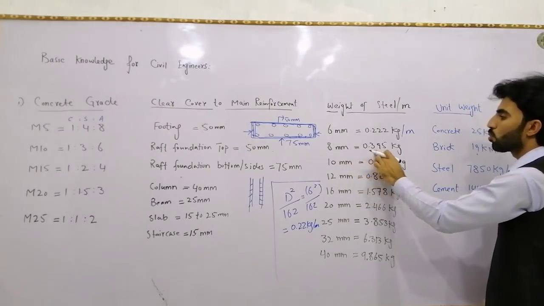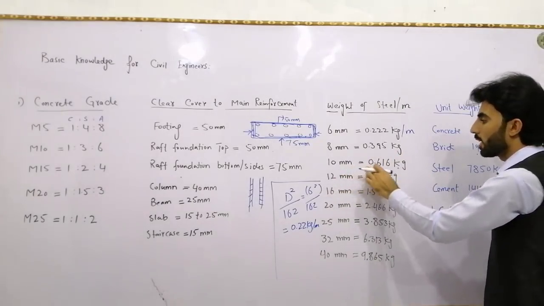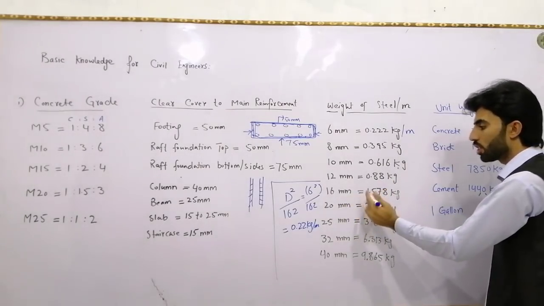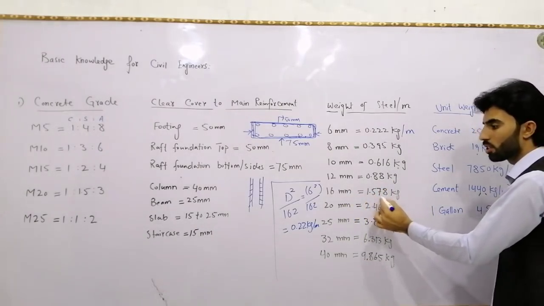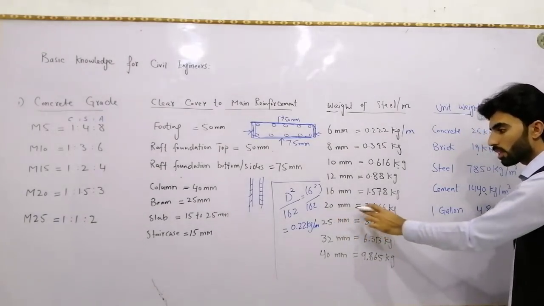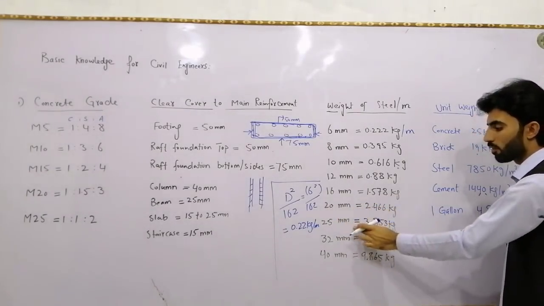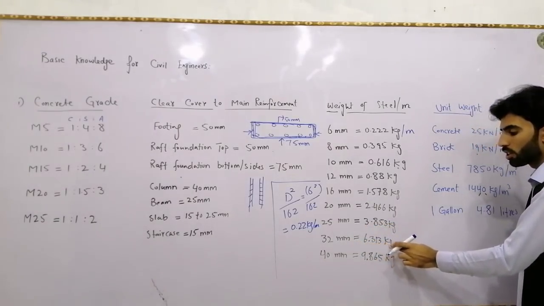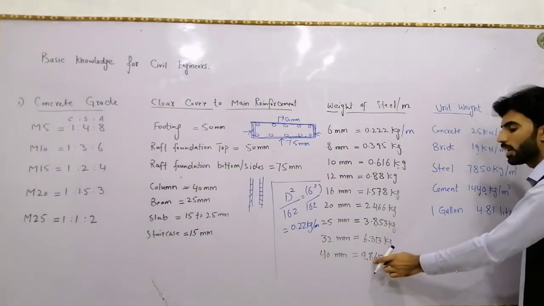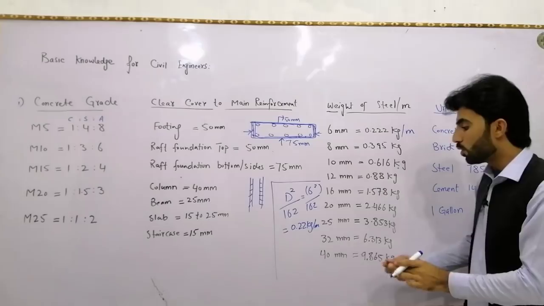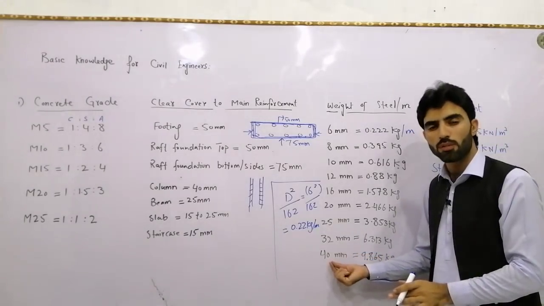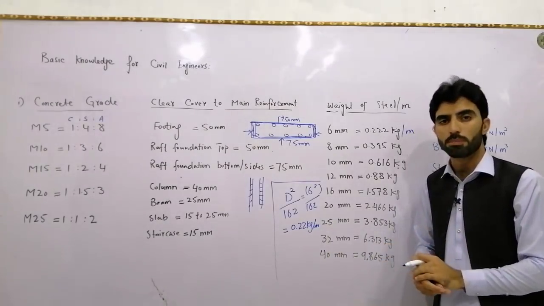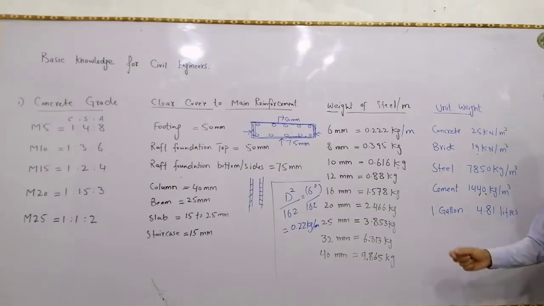For 8 millimeter, 0.395 kg per meter; for 10 mm, 0.616 kg; for 12 mm, 0.88 kg per meter; for 16 mm, 1.578 kg per meter; for 20 millimeter diameter of steel, 2.466 kg; for 25, 3.853 kg; for 32, 6.313 kg; and for 40 millimeter, 9.865. If you have a diameter of steel more than 40, you can use the same formula, which will give you the weight of steel in kg per meter.